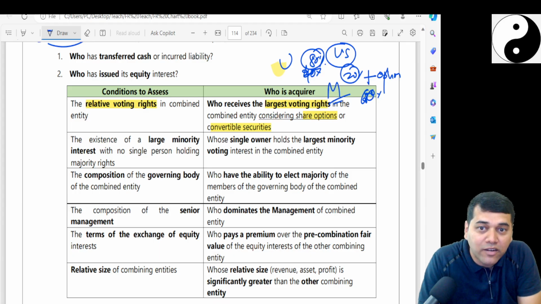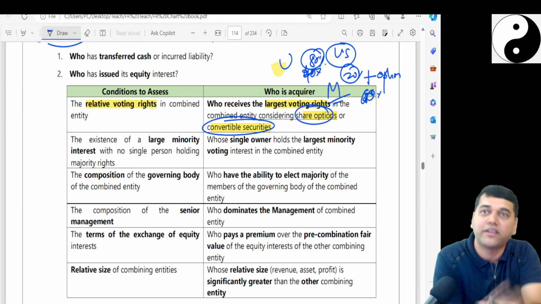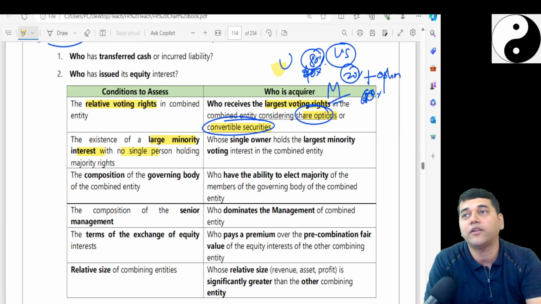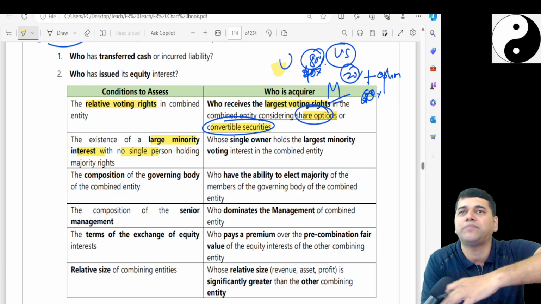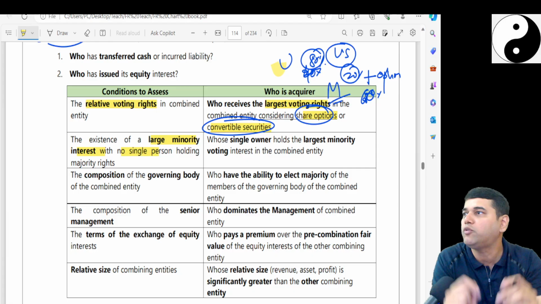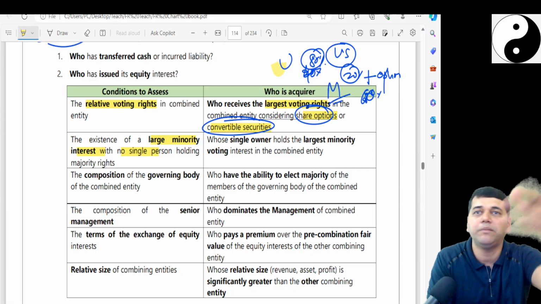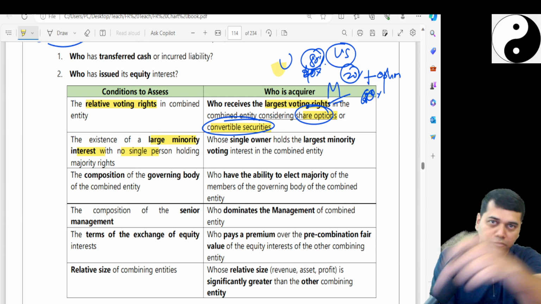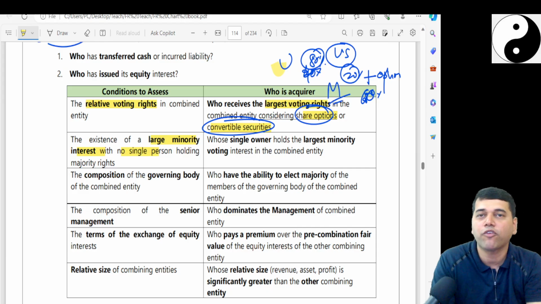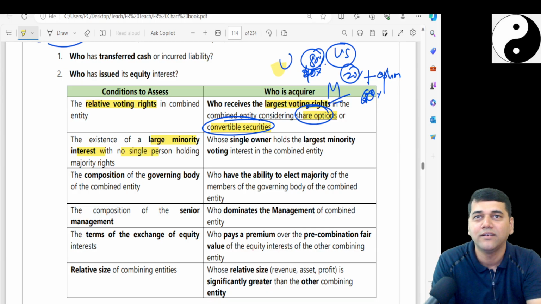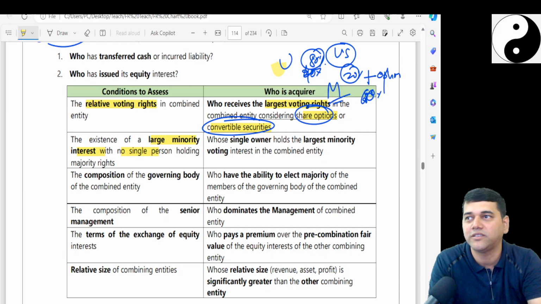That's why they added options and convertible securities also. Second, the existence of a large minority interest with no single person holding minority rights. You go to some companies, all is split, 80% is public holding. Now, which public? Not even one person holding more than 1%. Ordinary people are holding. Do you think they will come for the AGM there? They are like frogs. Who will assemble them into one scale? And who will take the unanimous decision there?